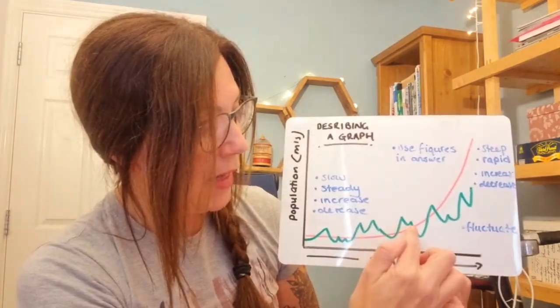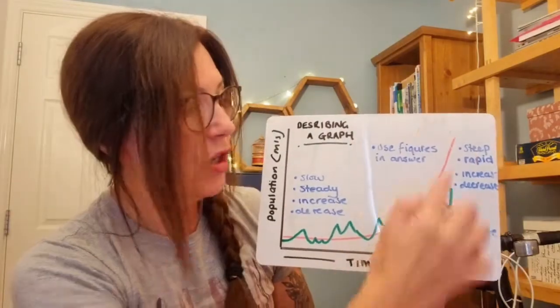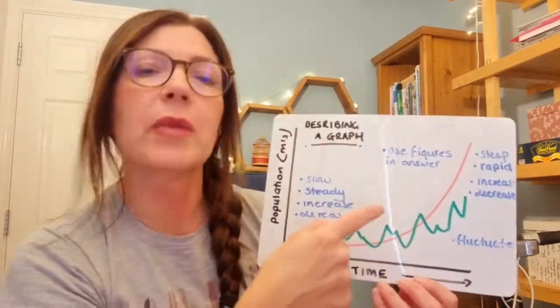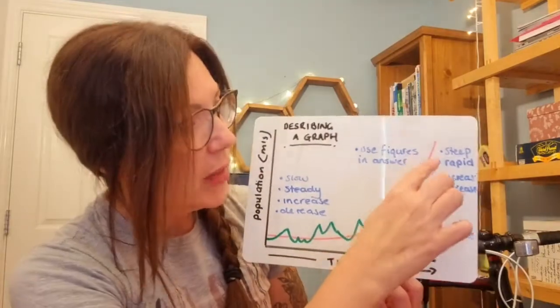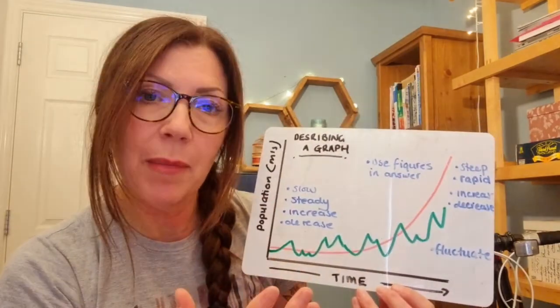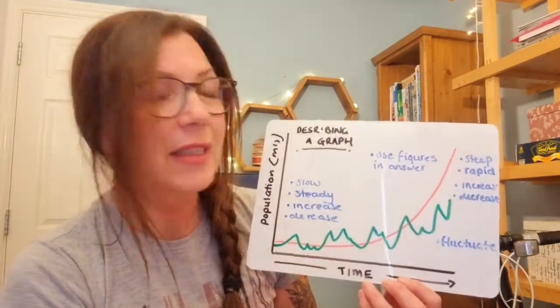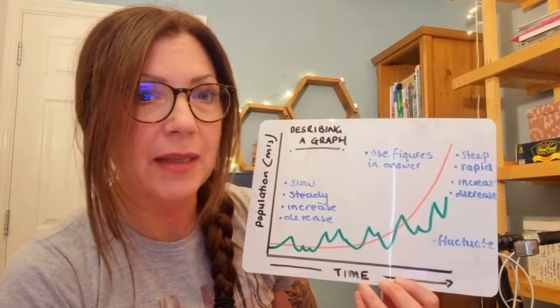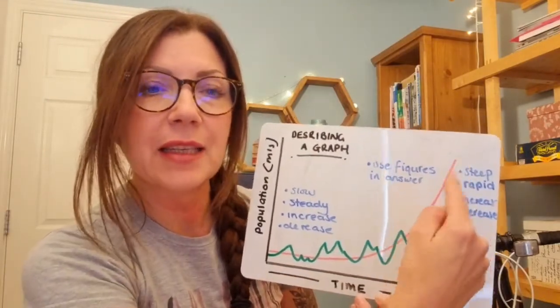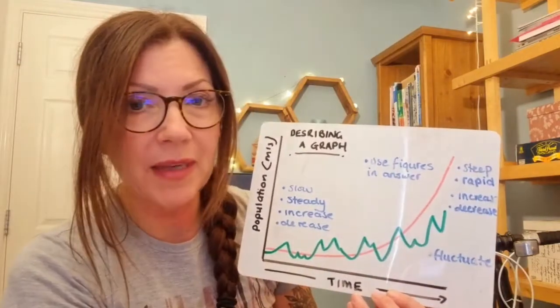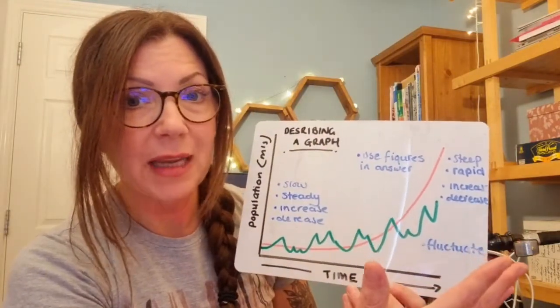So we need to be using terms like slow increase, steady increase. When we hit about here, we can see that this red line shoots up. So this is different now, so we have to use different terminology. We need to be using words like steep or rapid. So the population growth is steep or the population growth is rapid. And again, in this particular instance, there's a rapid increase, but there could be a rapid decrease if it went down by the same amount.